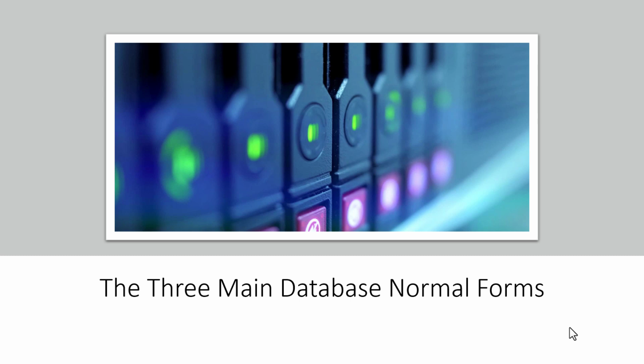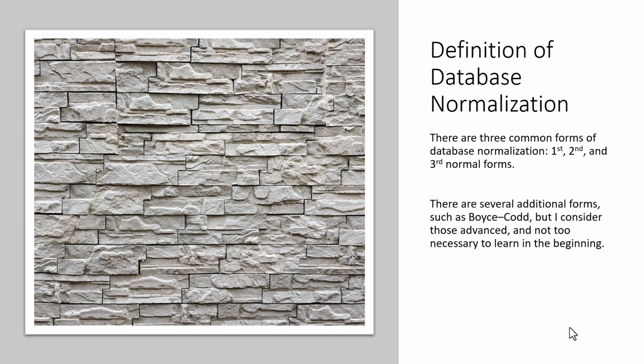All right, so now we're going to start learning about the three main database normal forms. The definition of database normalization really consists of three main rules and then a couple others. The three common forms are first normal form, second normal form, and third normal form. And then beyond that, there are some additional forms such as Boyce-Codd and others that I'll consider advanced for this course, and they're not necessarily needed to learn what we need to do to start designing databases.